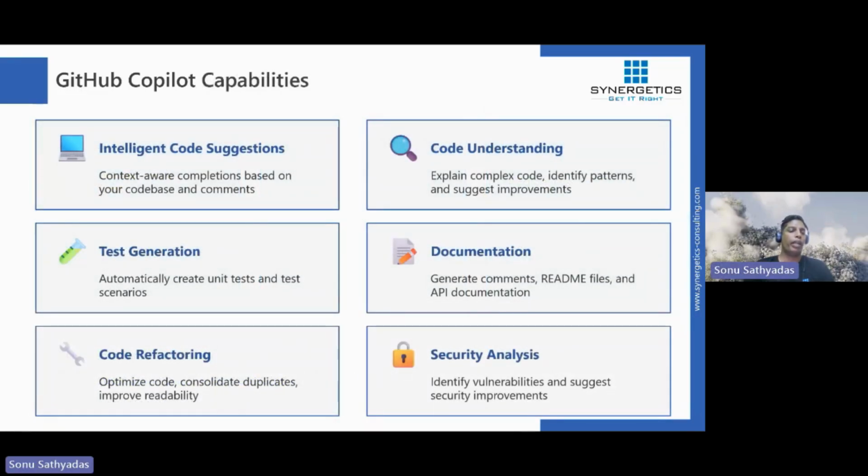So what are the capabilities of Copilot? We have already discussed some of them, like intelligent code suggestions. It understands your code and provides improved suggestions, like what changes can be made to the code. Test case generation: if you have to generate unit test code, you can generate the unit test cases using the Copilot. Documentation: I have shown you how to generate documentation comments.